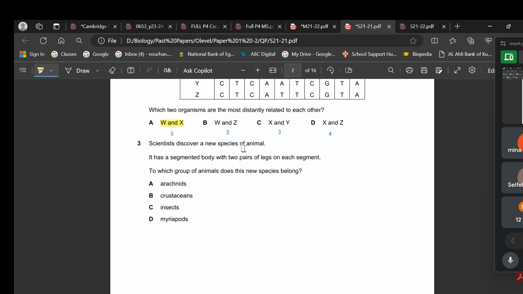Scientists discover a new species. It has a segmented body, 2 pairs of legs on each segment. So this is surely which one? Which one has 2 pairs in each segment? It is the myriapod. I had centipede and millipede. One has 1 pair on each segment, and one has 2 pairs on each segment.